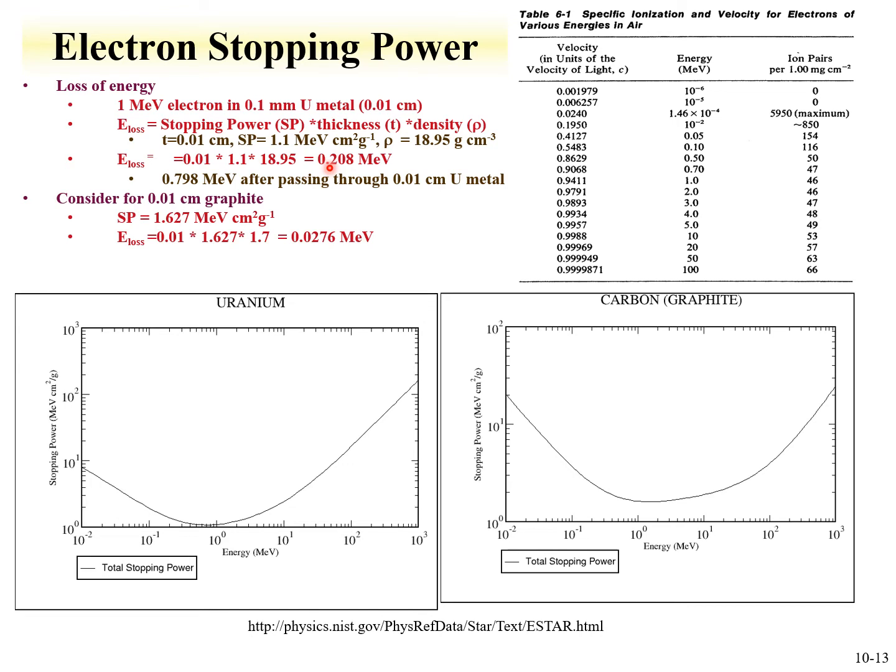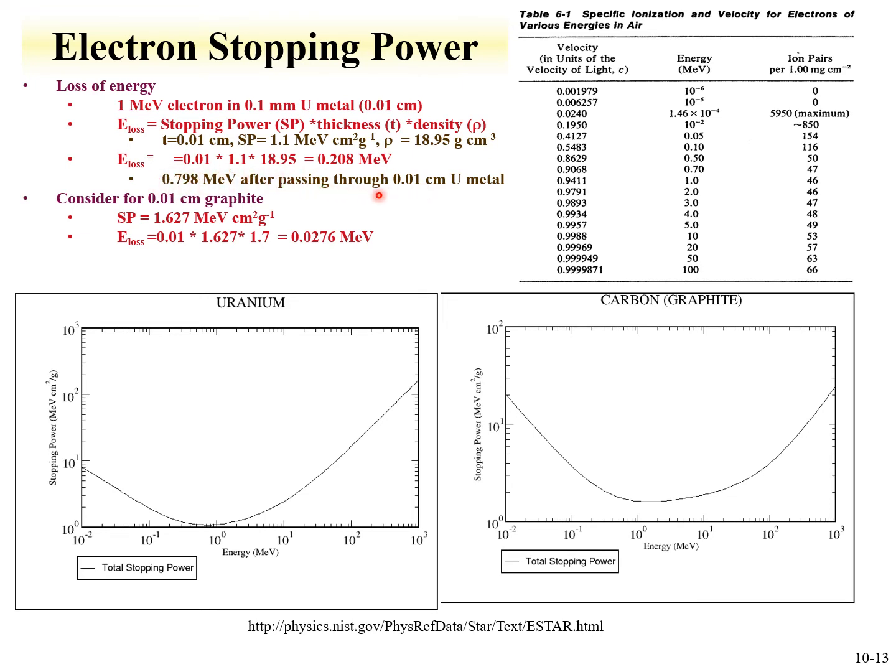So we plug this into the equation. The energy loss is equal to 0.01 times 1.1 times 18.95, and that's equal to 0.208 MeV. So that's how much energy loss you have. So one would imagine that a 1 MeV electron would be able to traverse a 1/10 of a millimeter lead foil and have about 0.8 MeV after passing through it.